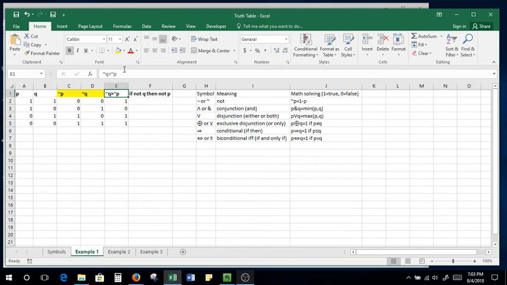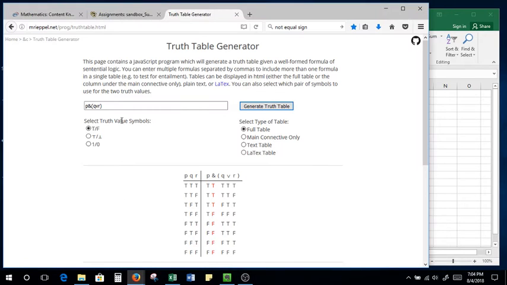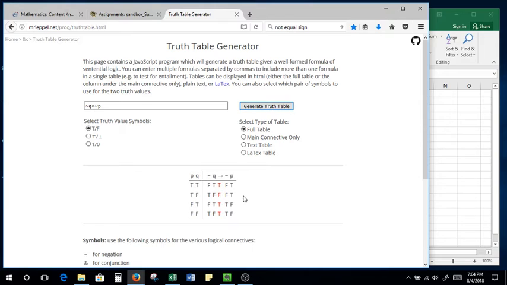So let's enter this into our online calculator and see if they agree with our conclusion. They come up with true, false, true, true, and we came up with 1, 0, 1, 1, meaning the exact same thing. And the website is right up here if you want to try out your own.